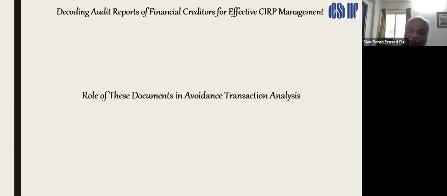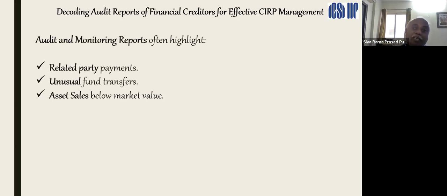The role of this document in avoidance transaction analysis: audit and monitoring reports often highlight, if the banks are going for a credit audit, that goods are purchased from related parties or sold to subsidiaries or associates. All these things matter because you are handling the company for 180 days, or 270, at the most 330. But if the loan has been operated with the bank for 10 years, that means 360 into 10, 3,600 days, the banks are closely monitoring the company. Whenever the credit officer hands over to the new one, he passes on the message about the company, about the directors, about the fraudulent transactions, all these things.